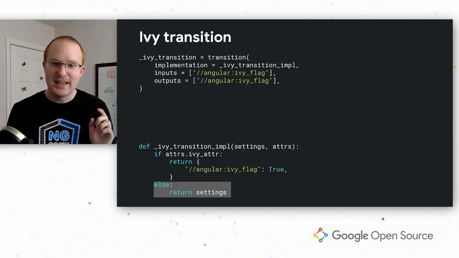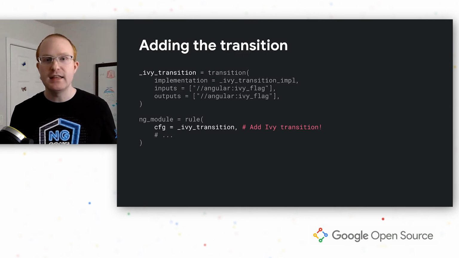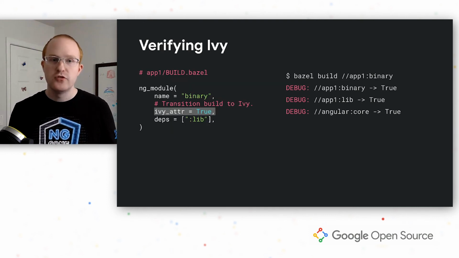I am lying a little bit. There's one more thing we need to do, which is that we need to add this to any affected rules. In this case, we need to update ng_module and say that its configuration is set to the transition that we just created. This will execute the transition for all ng_module rules. So now let's try it out.